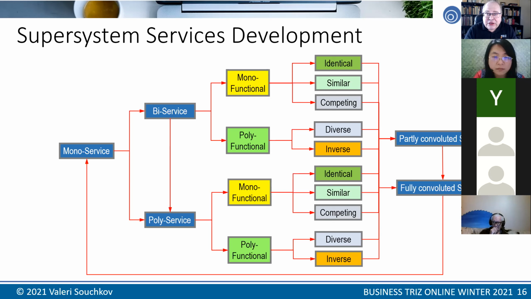But you also have polyfunctional services, when you bring together, by using resources, services which add together. So it's a room and breakfast now, you see. They are different services, but still they are adding to each other. They are complementary services.